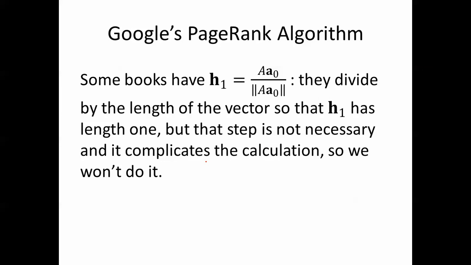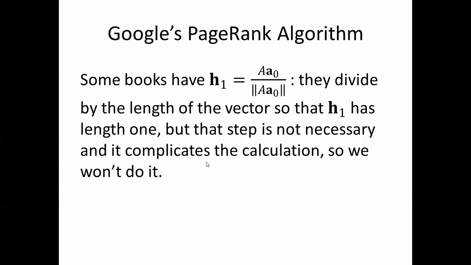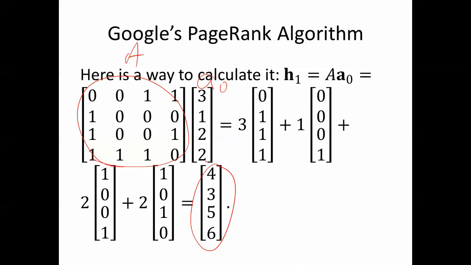Now, some books have H1 equals A0 divided by the length of A0. They divide by the length of the vector so that H1 has a length of 1. If life isn't so complicated already, that step's not necessary. It complicates the calculation, so we won't do it. Okay, so similarly, what we just calculated is this new and improved hub vector.